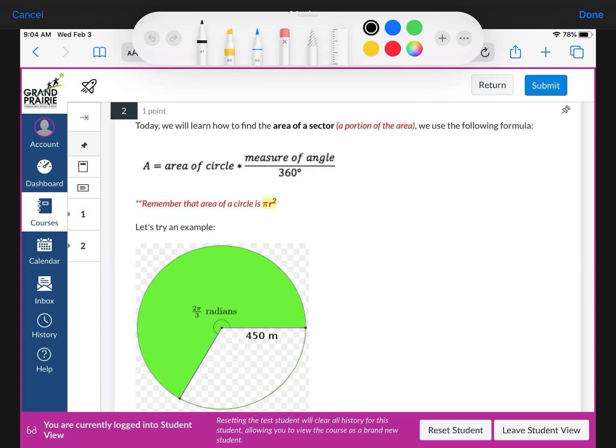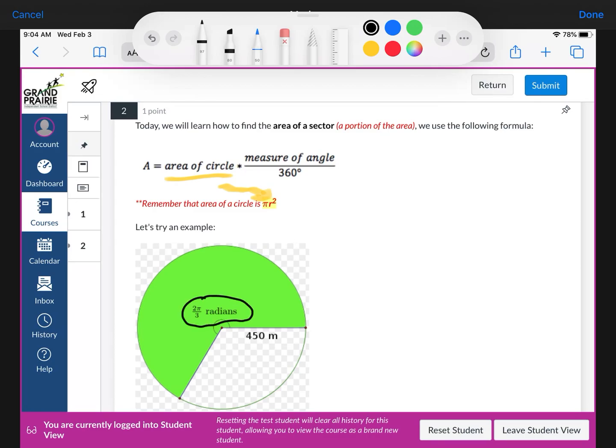So this green portion of the circle is called a sector, which is a section of the area of the circle. The formula, as you can see, is very similar to what we've used before. The only difference is that we are finding the area, so we're multiplying by the area of a circle, which is pi r squared, instead of the circumference of the circle. Okay, so we can go ahead and set up our equation.